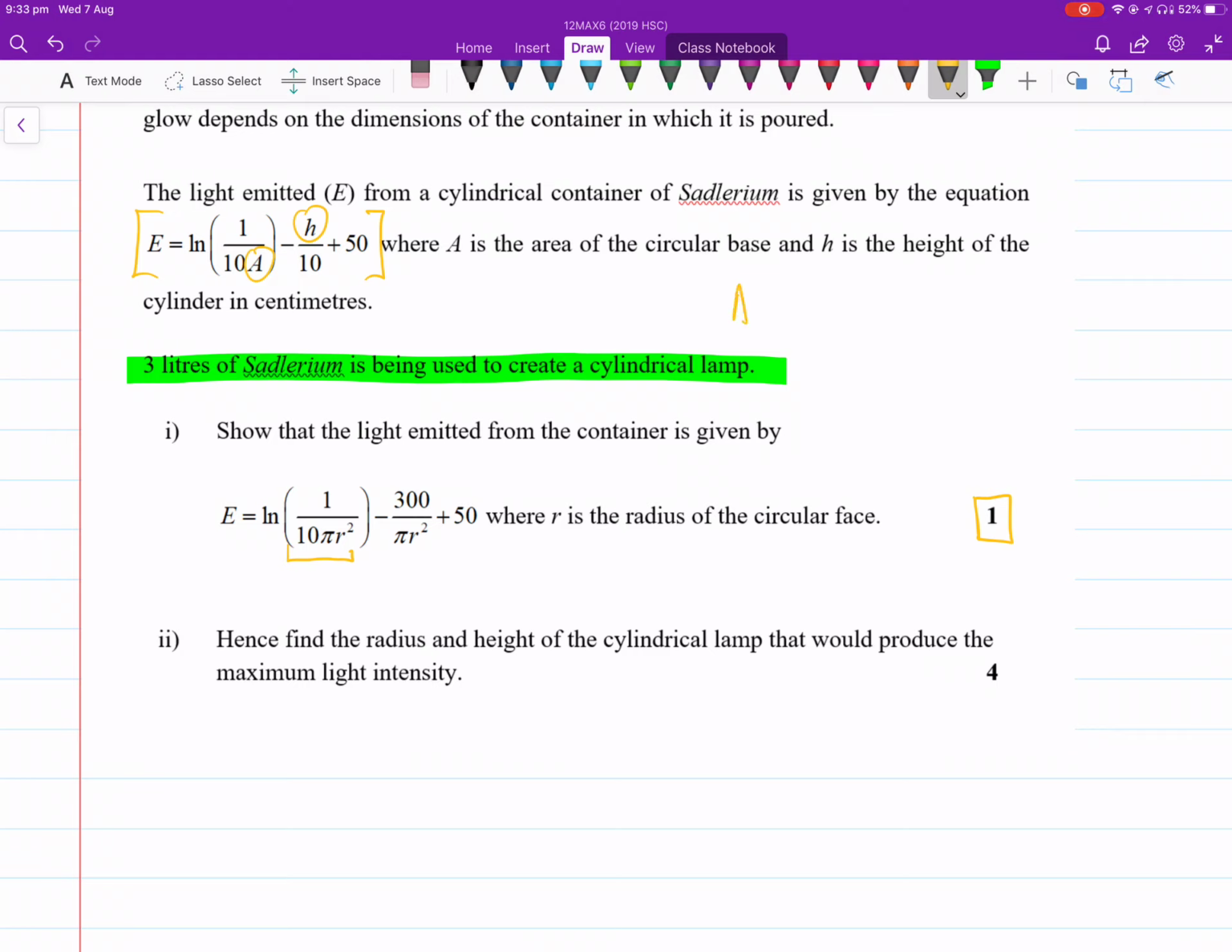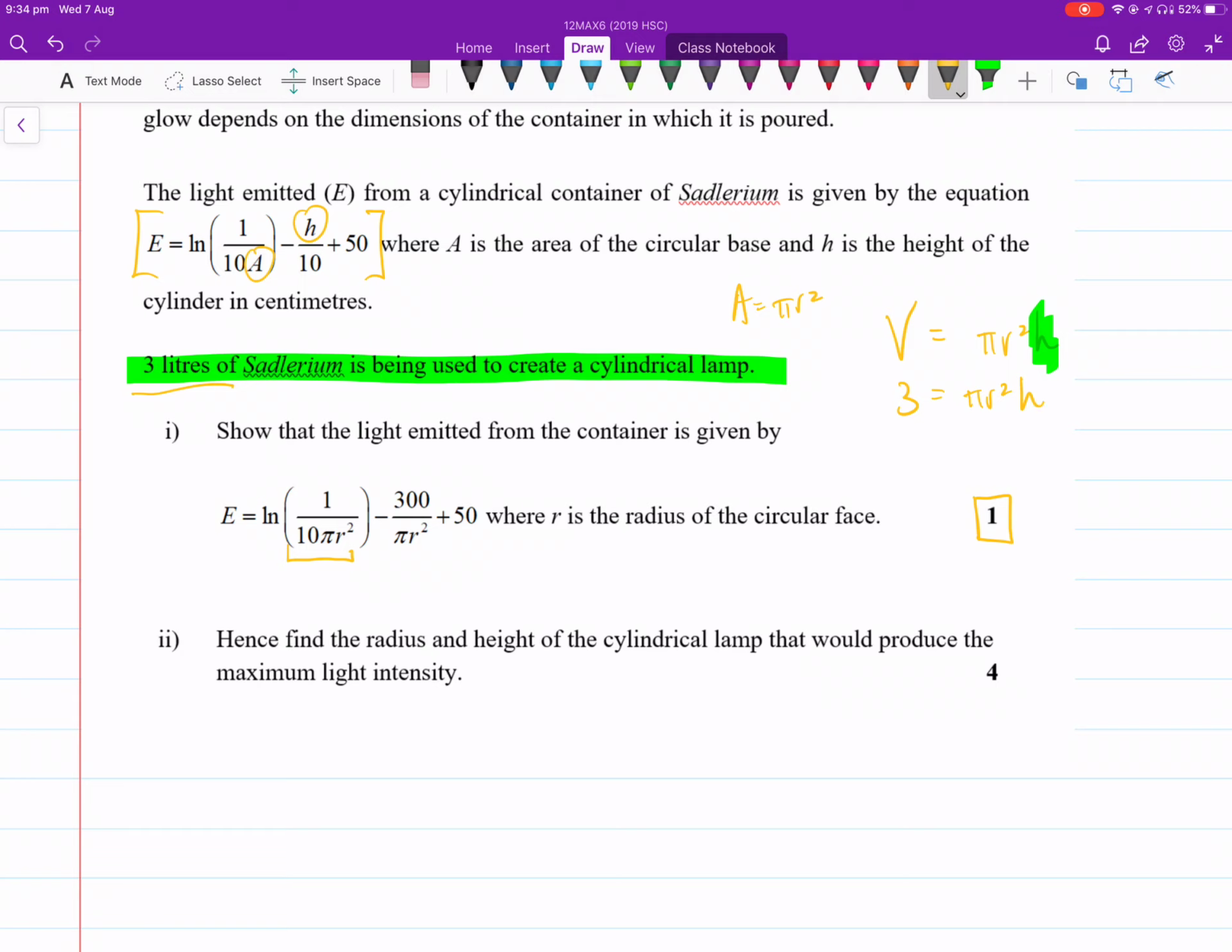So we take A equals pi r squared, that's pretty straightforward. But then what's the relationship between A and H? Of course, if you have 3 liters, it means the volume of your cylinder, pi r squared H, must be equal to 3. And now you have a way of replacing H from this equation with R, because you've got this relationship here.